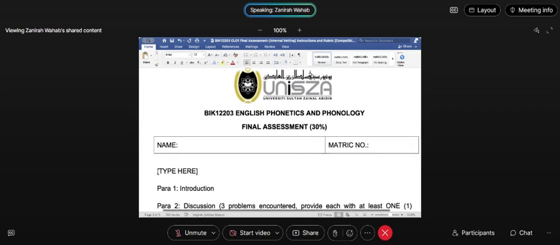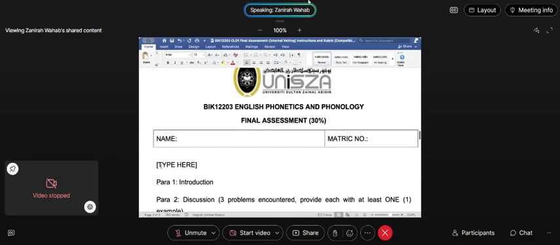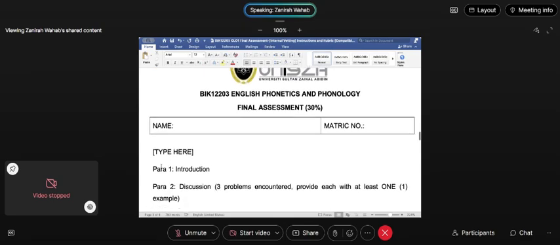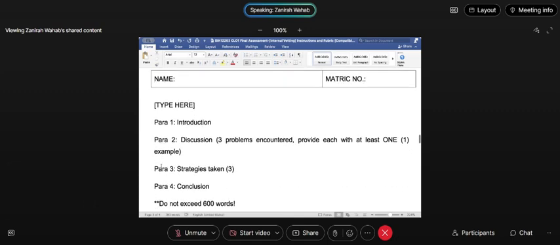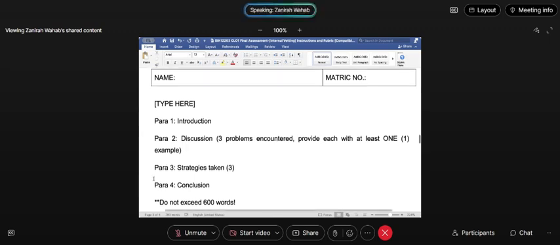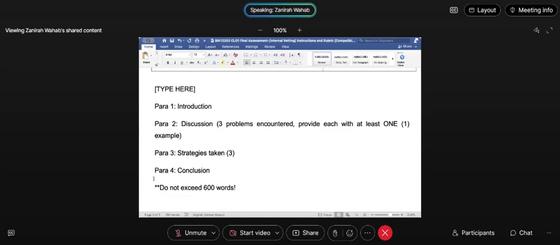Type here to start. So this is it. Please write your full name and your matric number. In the introduction, you don't have to introduce yourself, so you can save wordings there. This is just a suggestion on how you can write your paper.